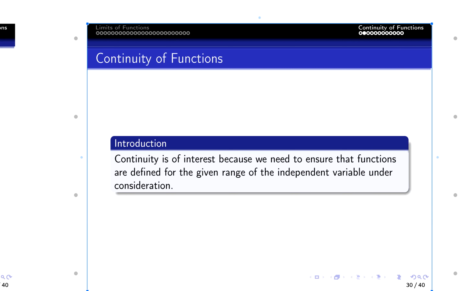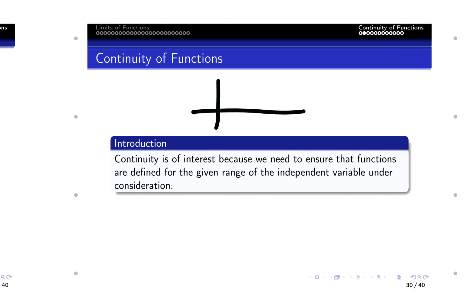You see, functions can be represented in different ways. You can have a function behaving like this. A function can go like this. So it's continuous, no break. But then you can have a function like this. It has a sharp bend and then it comes down. There's no continuity here because of this sharpness.